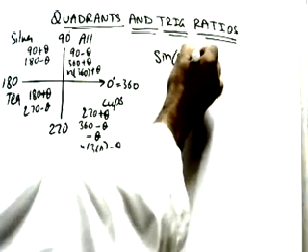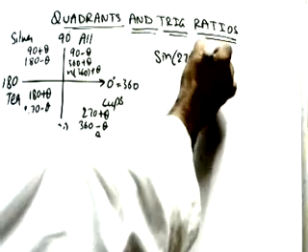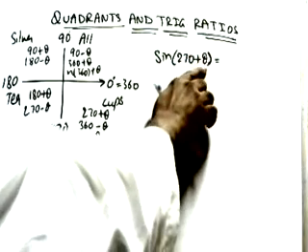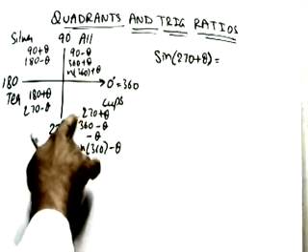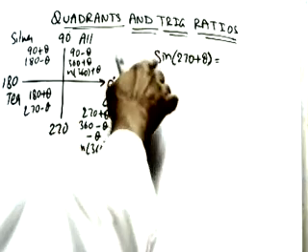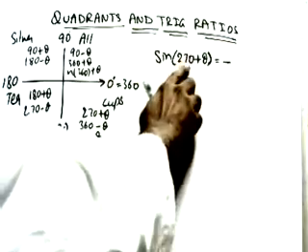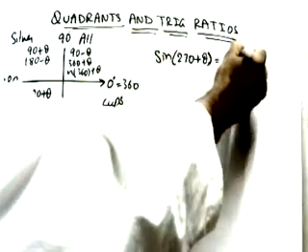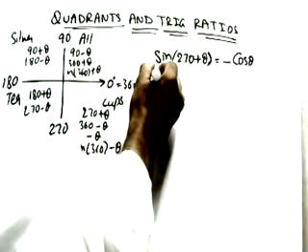Suppose we have sine of 270 plus theta. How do we find the value of sine 270 plus theta? First you see the quadrant of 270 plus theta. This is the fourth quadrant. And just now we have seen that in the fourth quadrant sine is negative, therefore minus. And for 270 plus or minus theta, sine changes to cos. So you must write minus cos theta.